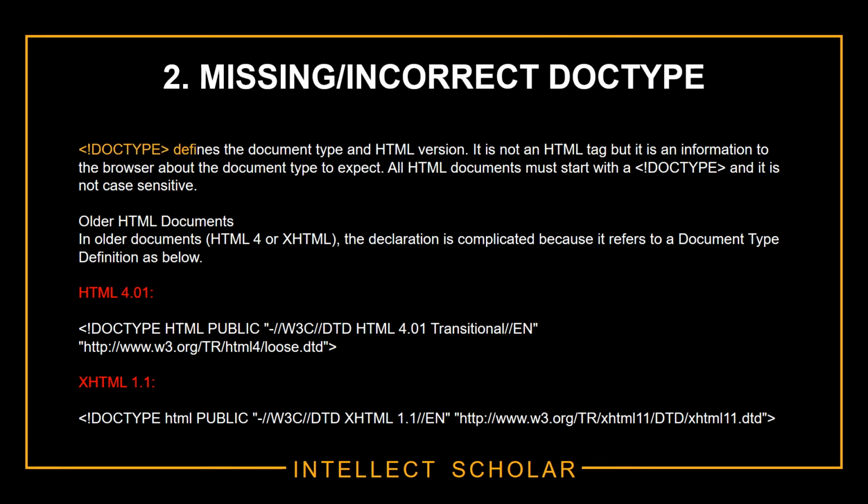Number 2. Missing or incorrect doctype. Doctype defines the document type and HTML version. It is not an HTML tag, but it is information to the browser about the document type to expect. All HTML documents must start with a doctype, and it is not case sensitive. In older HTML documents like HTML4 or Extensible Hypertext Markup Language, the declaration is complicated because it refers to a document type definition as below.